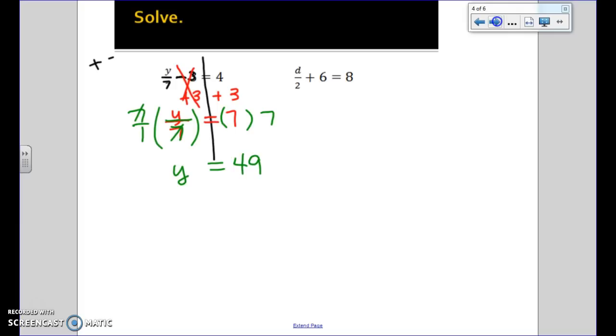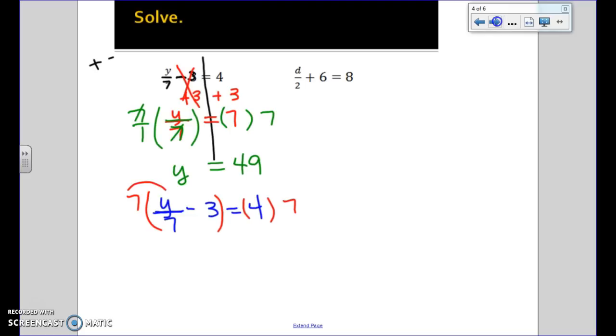Before I go on to the next example, let's take a look at what happens if I tried to do multiplication first instead of addition and subtraction. If I tried to eliminate that division with the inverse being multiplication, I would have to actually multiply that whole side by 7.